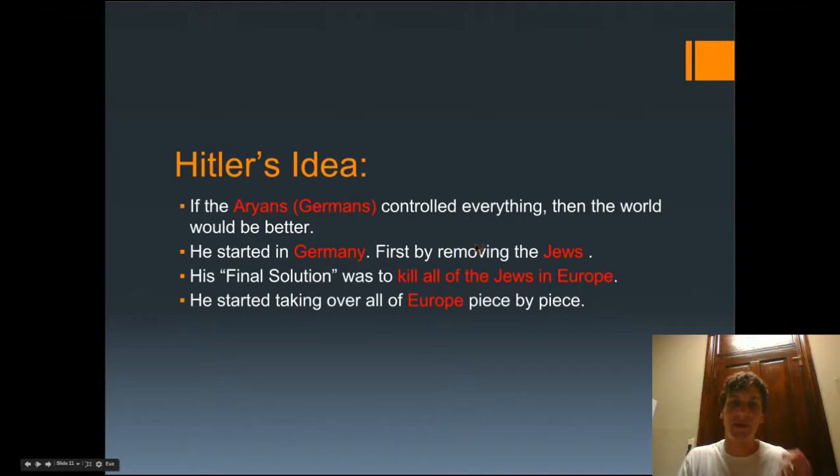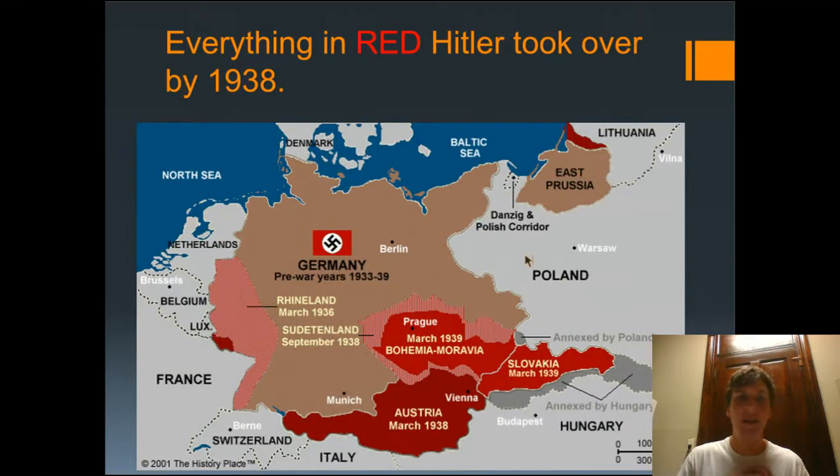So he's going to start in Germany by removing the Jews. And you've talked about this in your ELA class where his final solution was to kill all the Jews in Europe. And he wanted to start that by taking over all of Europe piece by piece. So here, everything in red is something that Hitler took over by 1938. This is even before the actual World War II started.